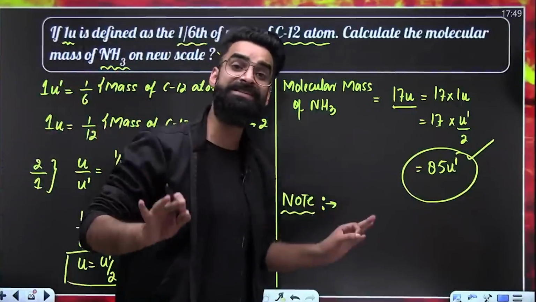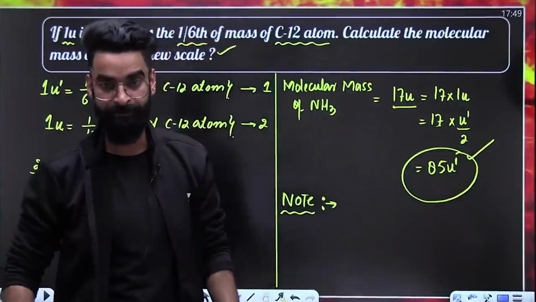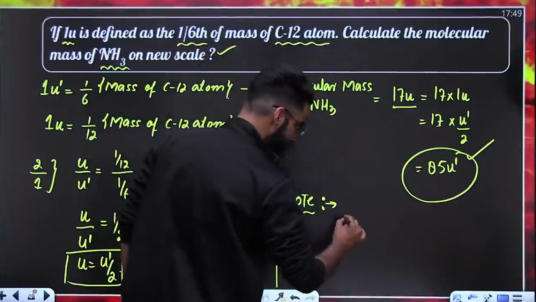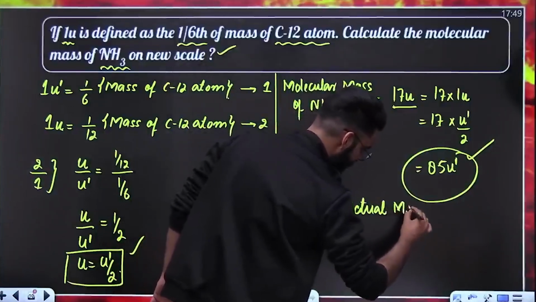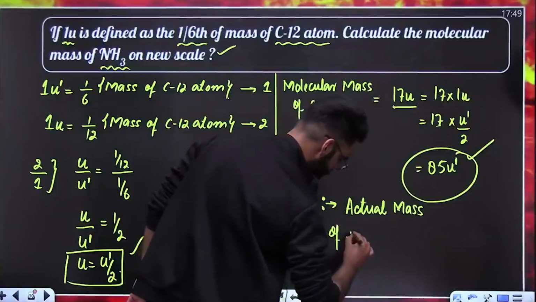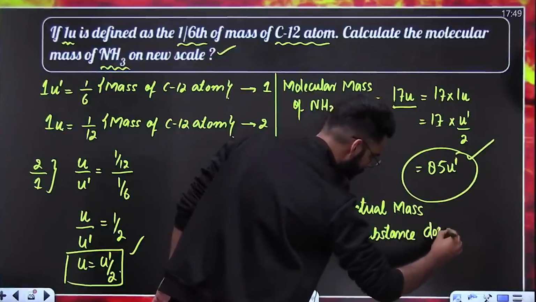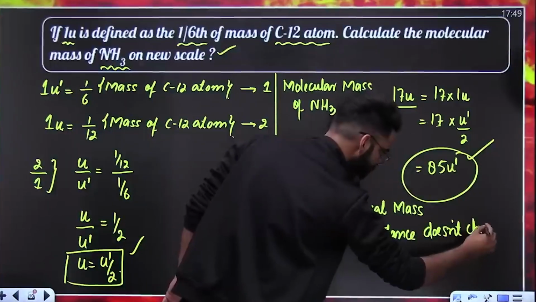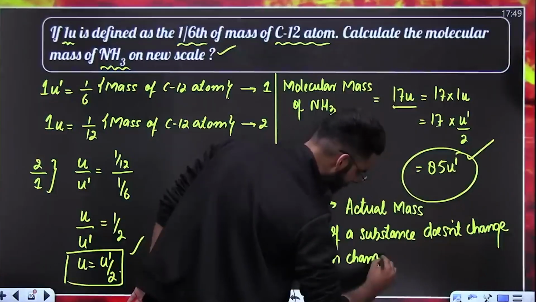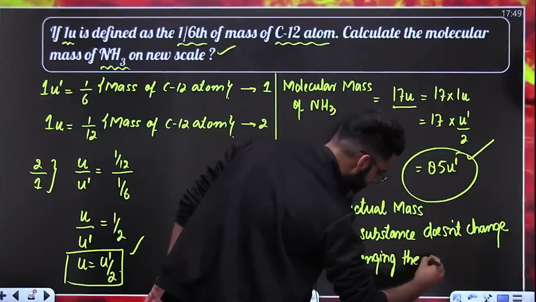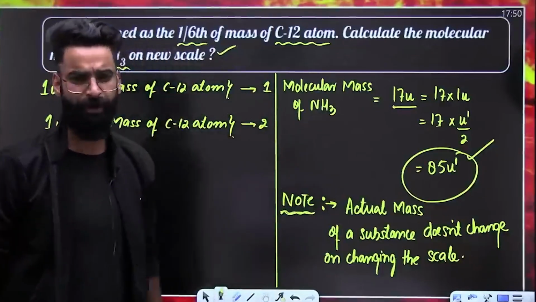The actual mass of NH3 will always remain 17 multiplied by 1.66 into 10 raised to the power minus 24. Right? Do take a note of it. Actual mass of a substance does not change on changing the scale. This is one important note which you are going to remember from now on.